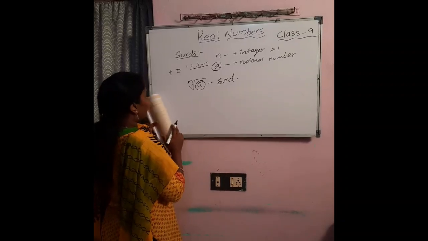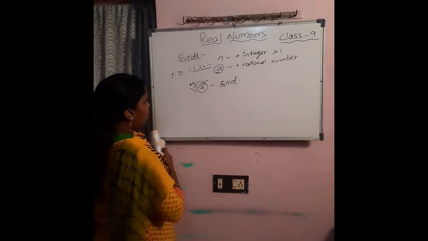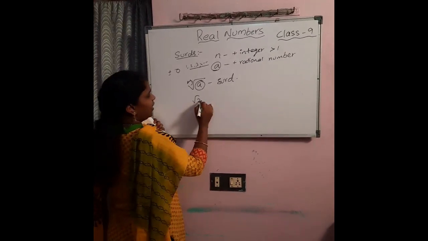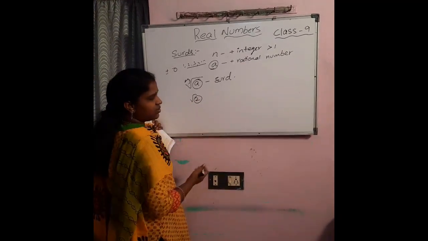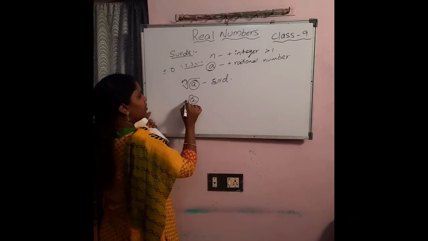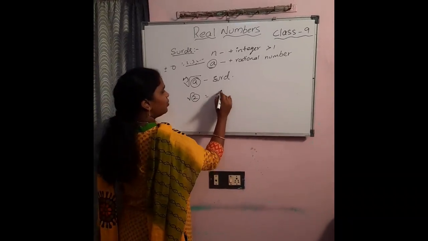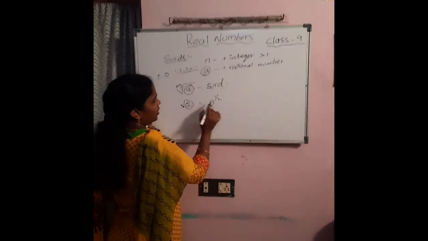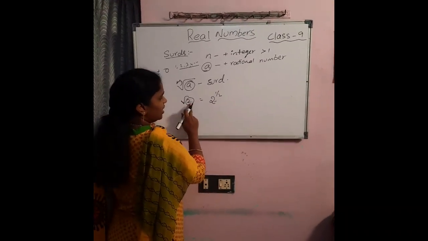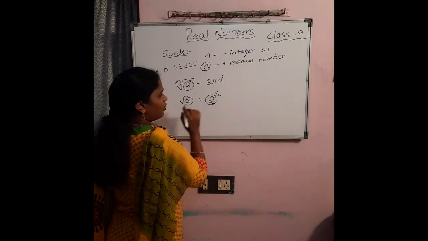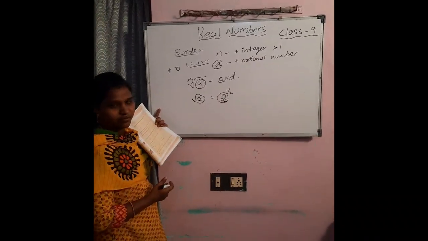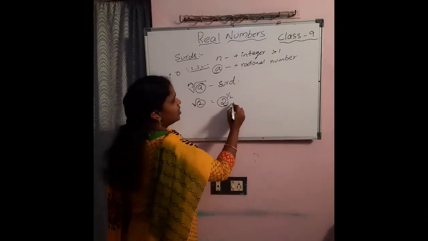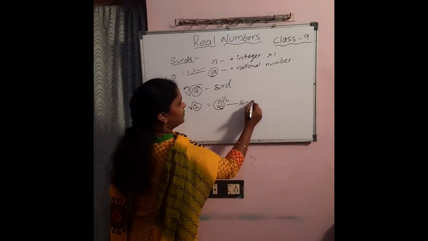Let us take one example, root 2. If I take root 2, can I write 2 as a power of any other rational number? Root 2 can be written as 2 power 1 by 2. So the index is greater than 1, and here 2 is a rational number, and 2 cannot be written as powers of other rational numbers. So it is a surd.